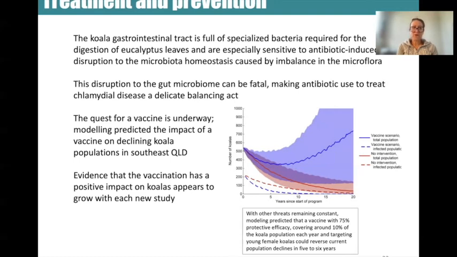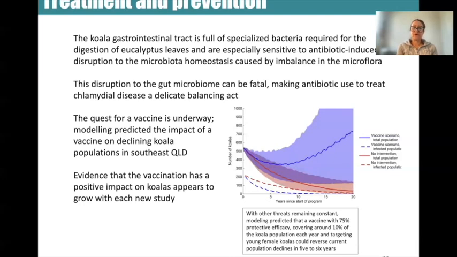The quest for a vaccine is underway, and modelling has predicted the impacts of a vaccine on declining koala populations in Queensland. So it's been shown that with other threats remaining constant, modelling has predicted that a vaccine with 75% protective efficacy, covering around 10% of the koala population each year, and targeting young female koalas could actually reverse current population declines in 5 to 6 years.